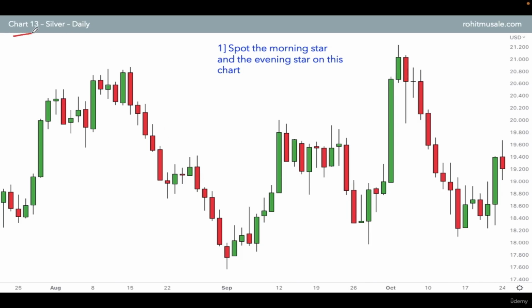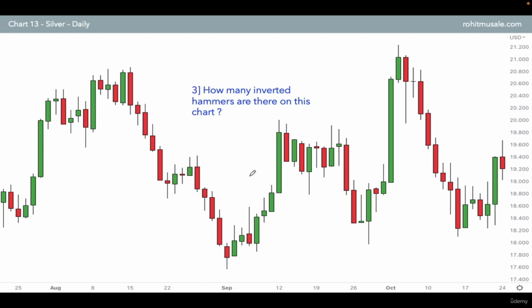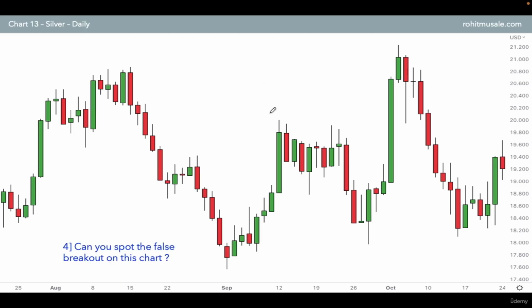Next, this is chart number 13, silver, daily time frame. Question 1. Spot the morning star and the evening star on this chart. Question 2. How many green or white candles on this chart satisfy our criteria of a long white or green real body? Number 3, how many inverted hammers are there on this chart? Number 4, can you spot the false breakout on this chart?